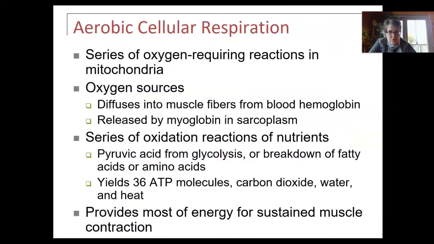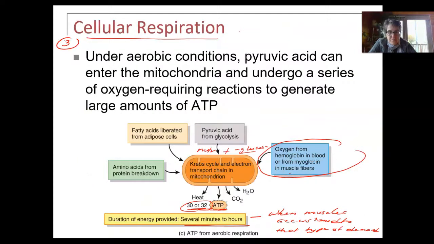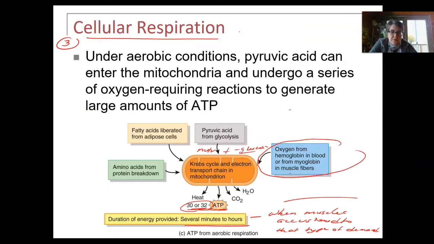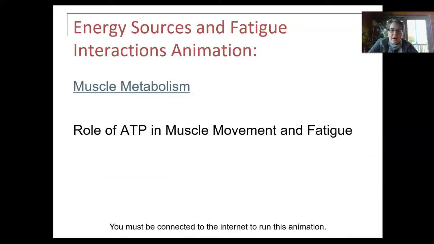So sure, the third source is cellular respiration, and it's very efficient in the presence of oxygen, but that only holds true when your muscles are accustomed to that type of demand. Otherwise, you're going to slide back to the anaerobic respiration. So what else does this have to say? Provides most of the energy for sustained muscle contractions. And these sources are going to be kind of important for our lecture number 4. But I'll wait till then. I don't want to steal the thunder of all of them.